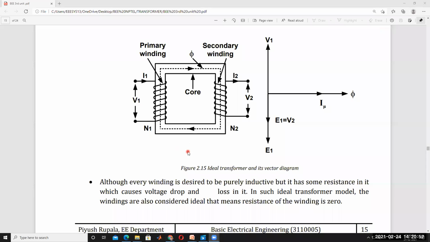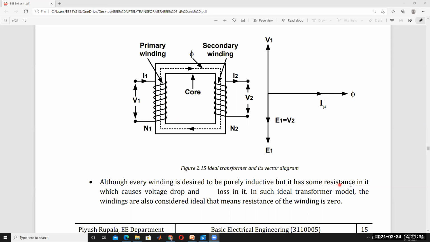Ideally the winding resistance is 0, you know well. Practically you have to consider the winding resistance, although every winding is desired to be purely inductive. Ideally, resistance 0 means complete inductive nature. So the ideal transformer resistance is 0, the winding resistance is 0, which means it's purely inductive.